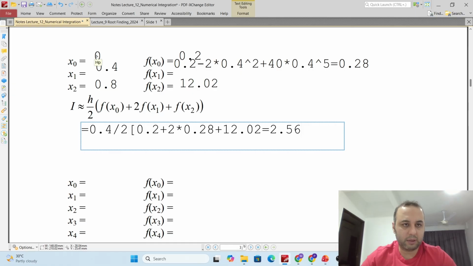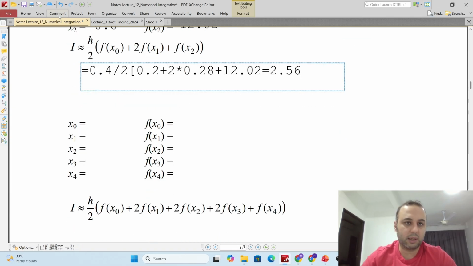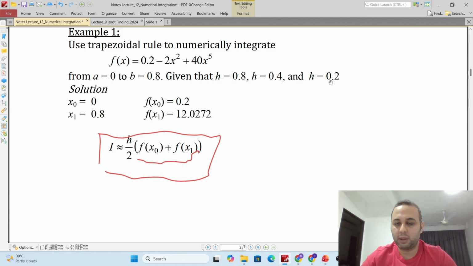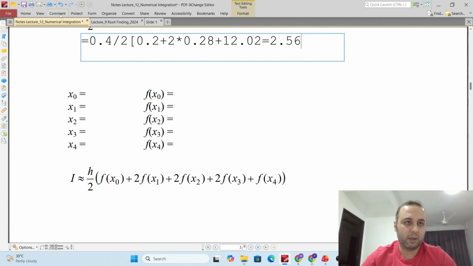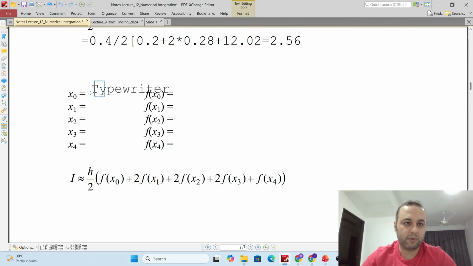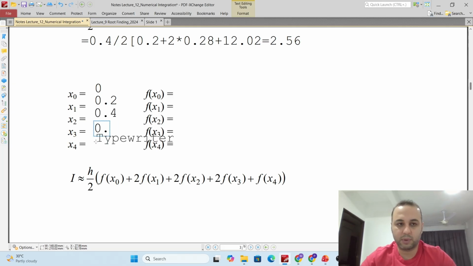h is actually this step, for example 0, 0.4, 0.8. h in this case is the step of jumping. For example, between x1 and x2 the difference is 0.4, and between x2 and x1 the difference is 0.4. This means the step. For instance, here the question asks us for a step of 0.2. First is 0, then 0.2, 0.2 plus 0.2 becomes 0.4, 0.4 plus 0.2 becomes 0.6, and 0.8 is the last one.